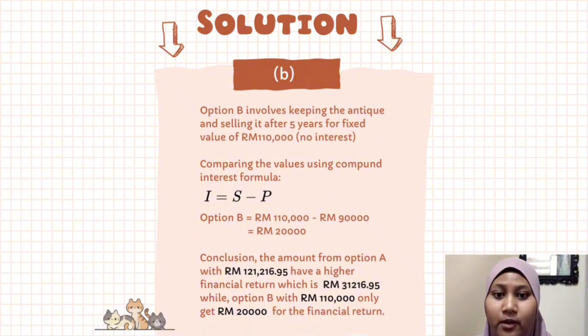So the conclusion: option A, with 121,216.95 ringgit, has a higher financial return, which is 31,216.95 ringgit, while option B, with 110,000 ringgit, only gets 20,000 for the financial return.